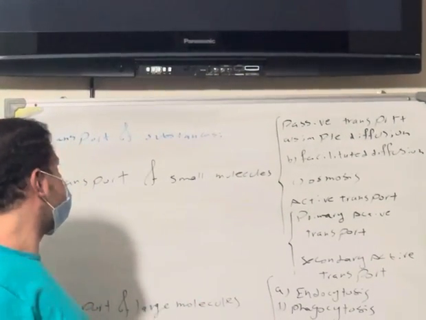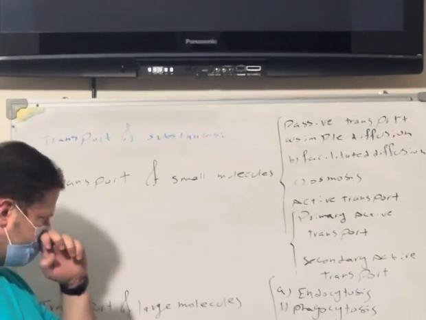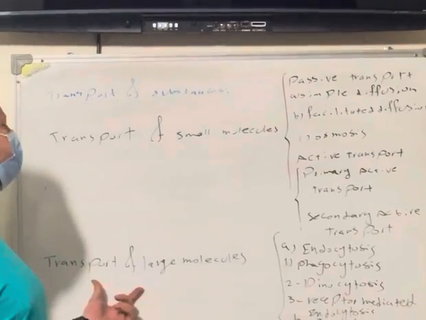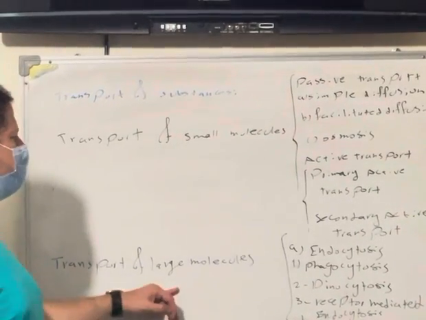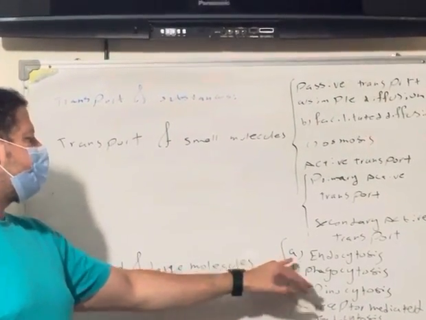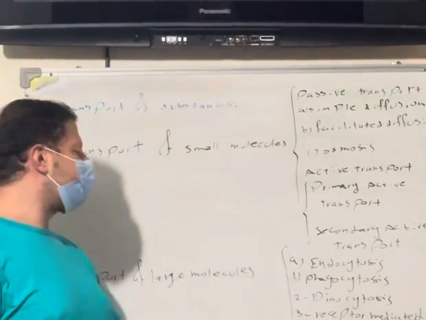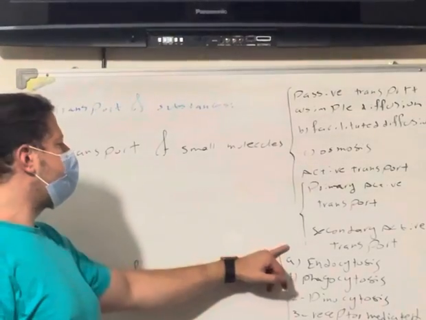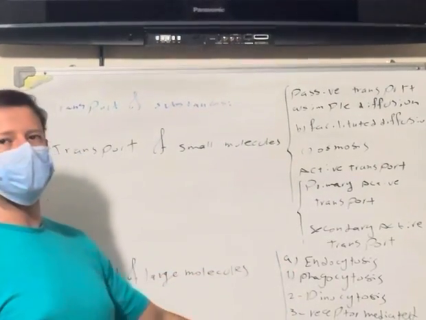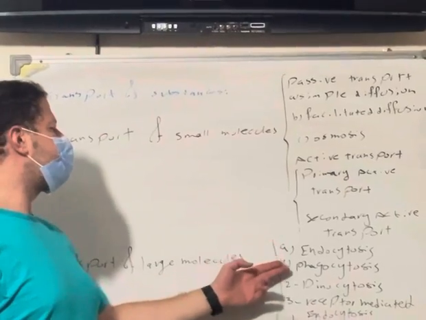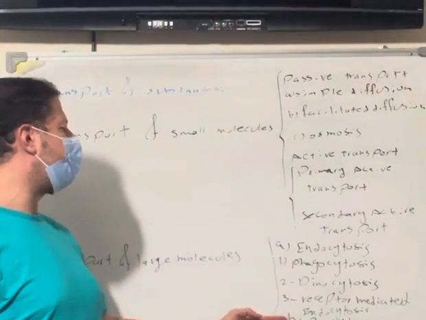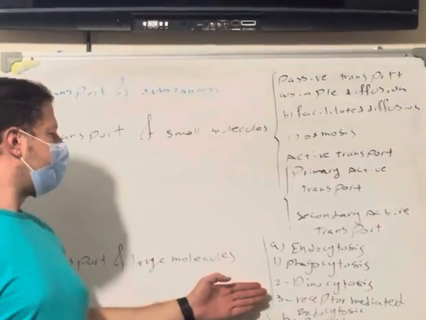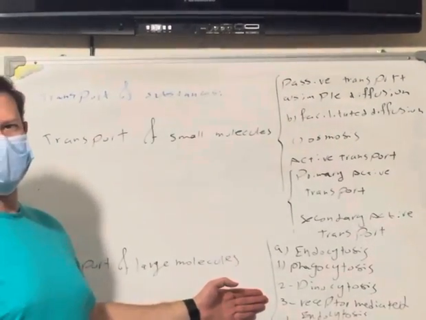Transport of large molecules is done through vesicles. In this case, it could be seen as two important forms: endocytosis and exocytosis. Endocytosis itself could be seen as three forms: phagocytosis, pinocytosis, and receptor-mediated endocytosis.